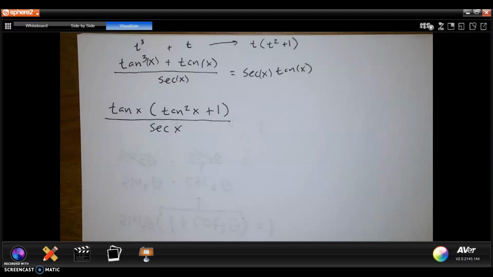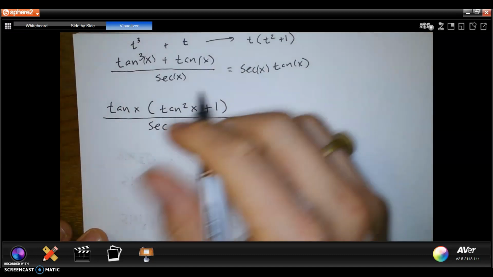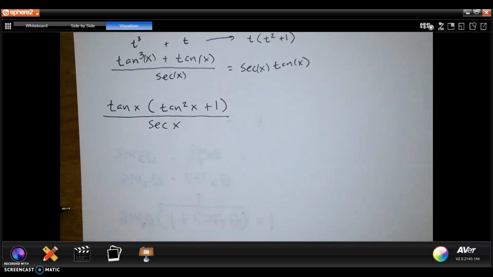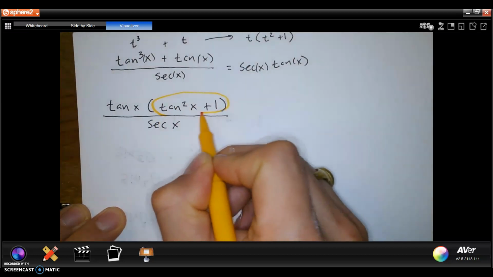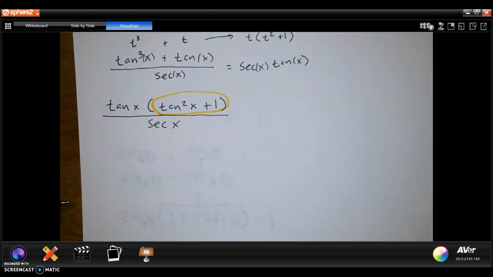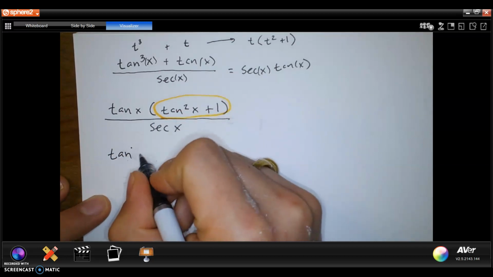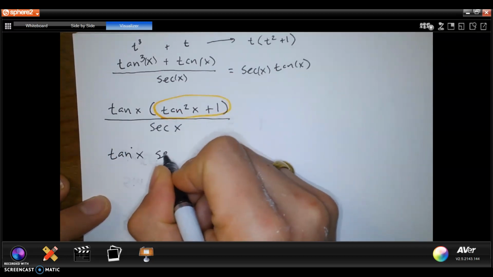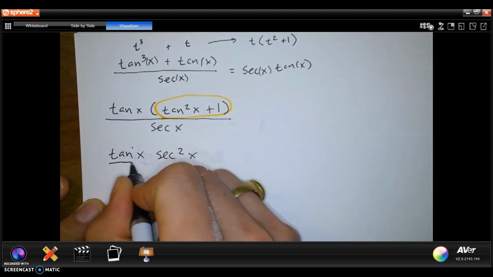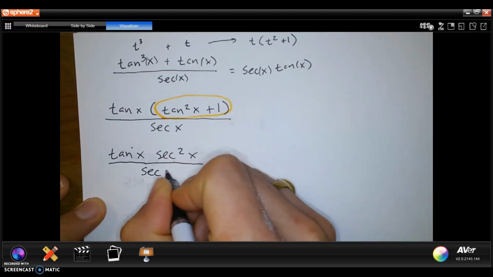We're going to have to do algebra in some of these problems. Now, looking at our examples here, look what we have. Boom. Now we have something squared plus 1. This is a clue. We need to check our formula sheet or our identity sheet. We need to be constantly looking at that. Tangent squared x plus 1 is equal to secant squared. So we have tangent of x times secant squared of x, all over secant x.